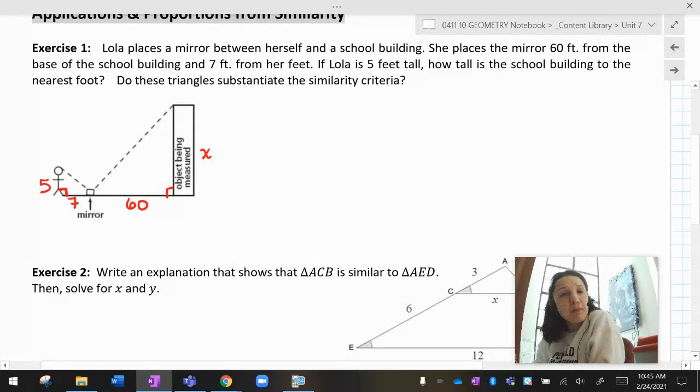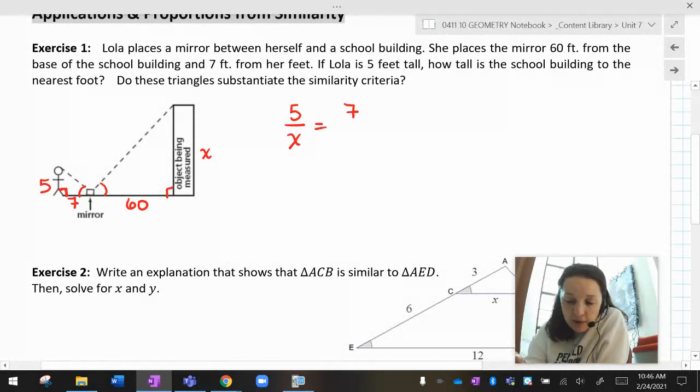If you know anything about physics and light refraction, you should know that when light bounces off of a mirror, it bounces off at the same angle that it came in. So this angle has to be congruent to that angle. These two triangles, the right triangle on the left and the one on the right, have two congruent pairs of angles, which makes the triangle on the left similar to the triangle on the right, which means I can use a proportion. The height on the left compared to the height on the right should equal the base on the left compared to the base on the right.